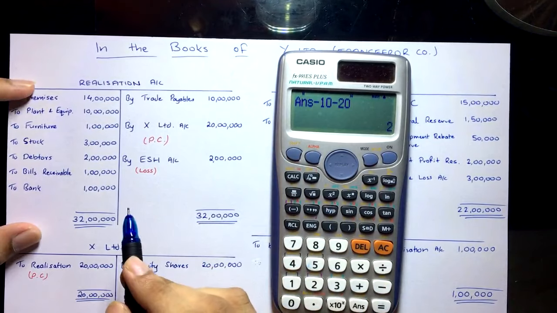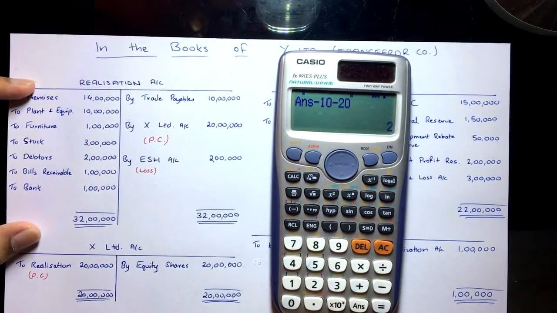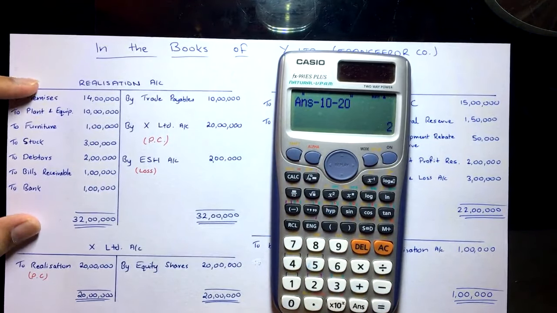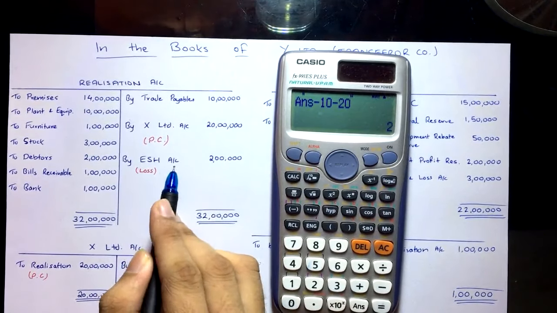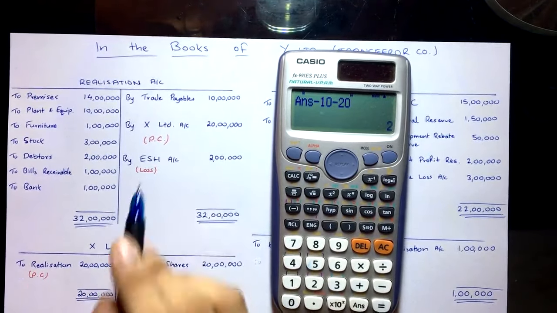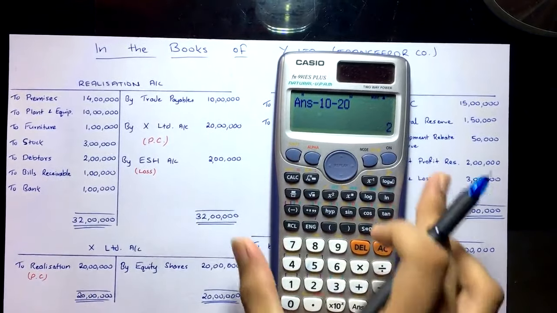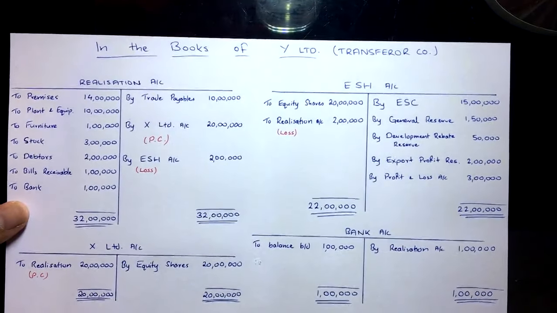Because the expense, think from the point of view of profit and loss. Expense is more than the income. So this is what? This is loss by equity shareholder account. This loss will hit equity shareholder account. Okay, 2 lakh. Simple. So you have to transfer that loss to the equity shareholder account.